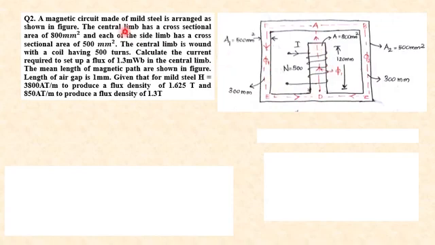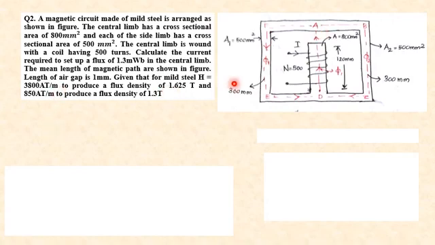And it is given that the central limb as well as the side limbs have different cross-sectional areas. That is, the central limb has 800 mm square cross-sectional area, whereas the side limbs have a cross-sectional area of 500 mm square. And the coil has about 500 turns. And there is an air gap in the central limb, and the length of this air gap is 1 mm.